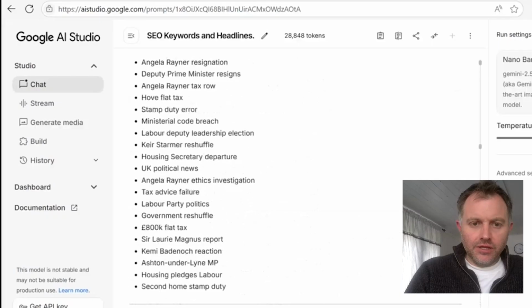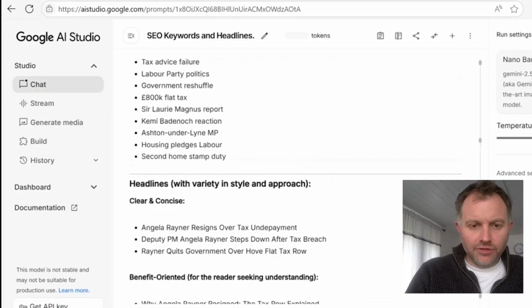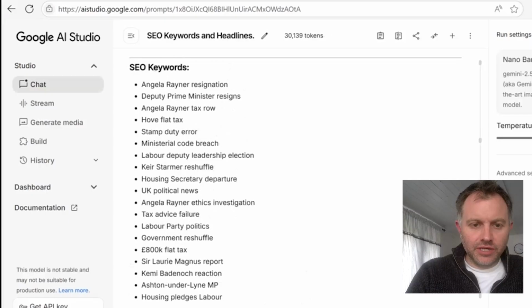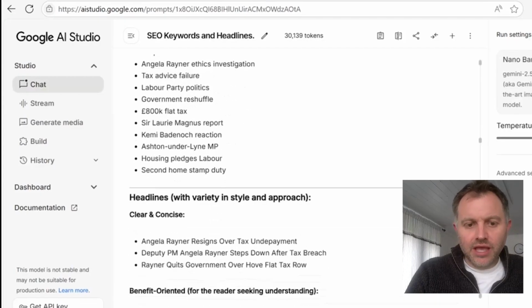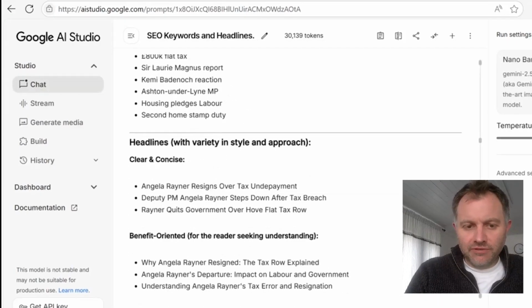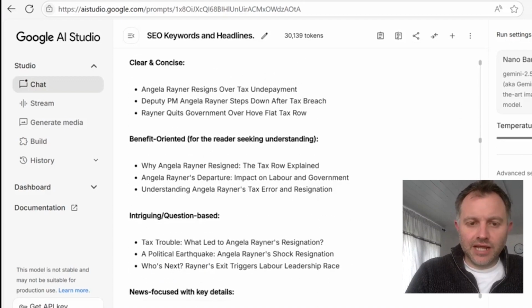Okay, so it's come up with quite a few SEO keywords. One of the things that I might need to do is ask it to rank them in a minute, because I'm probably going to have too many to try and get into it. It's given me some different headlines. So as you can see, you can kind of understand a little bit about the SEO process here.